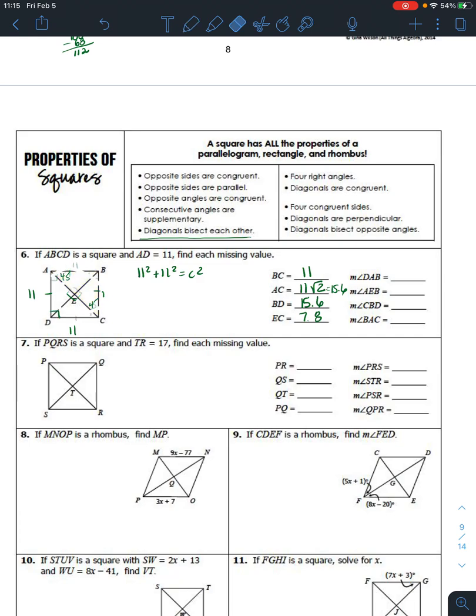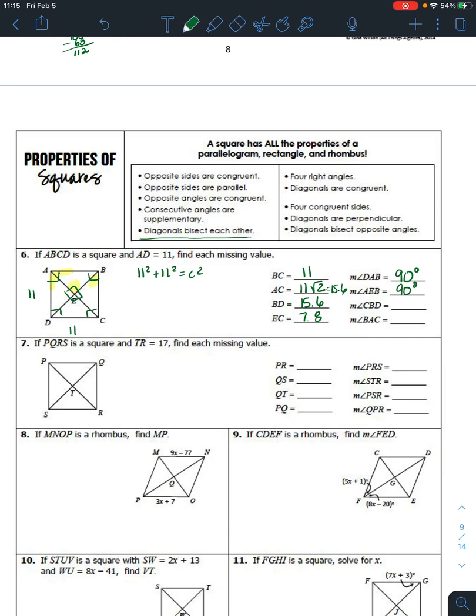Now here's what's really nice about a square: all of the angles. That makes it really easy because we know all of these are right angles, and we know that all the angles are bisected. So if you bisect 90 degrees, you get 45 degrees. So DAB, that's 90 degrees. DAB is this angle right here. We've got AEB. AEB is this angle right here. It's also 90 degrees because the diagonals are perpendicular.